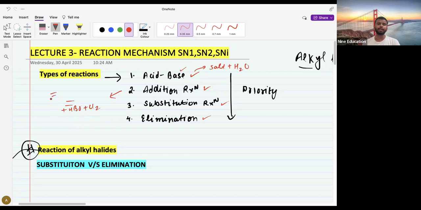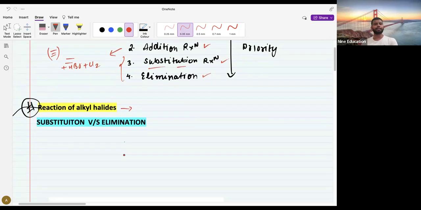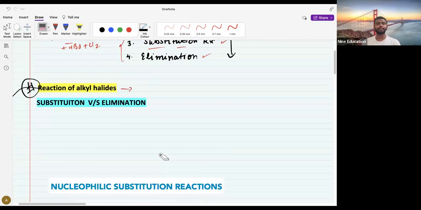So what is substitution? By its name, it suggests you have to substitute one thing in. And elimination is removing some substrate out of your compound, eliminating the leaving groups, taking them out. These things we will study today in the reactions of alkyl halides. So firstly we will start with substitution and elimination. Let's see.